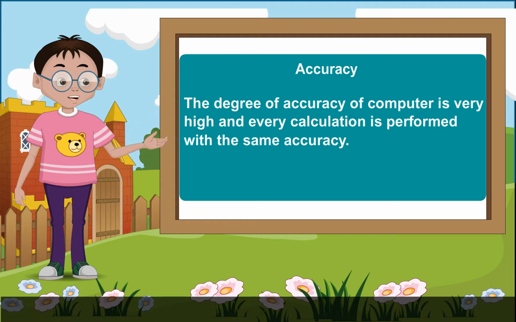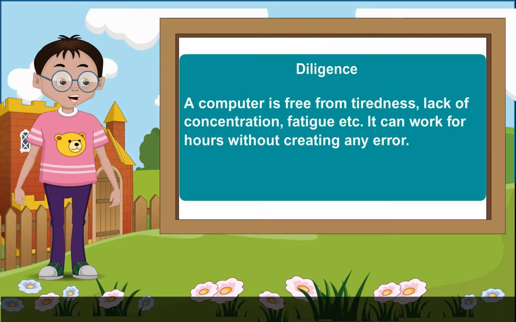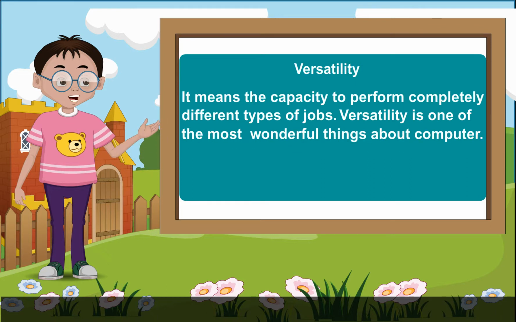Accuracy. The degree of accuracy of computer is very high and every calculation is performed with the same accuracy. Diligence. A computer is free from tiredness, lack of concentration, fatigue, etc. It can work for hours without creating any error. Versatility. It means the capacity to perform completely different types of jobs. Versatility is one of the most wonderful things about computers.